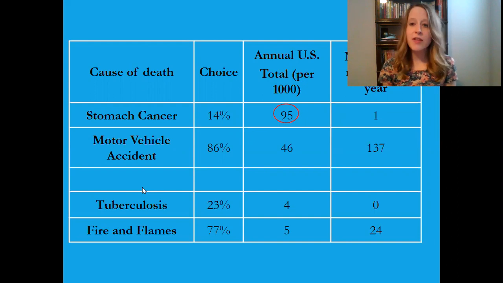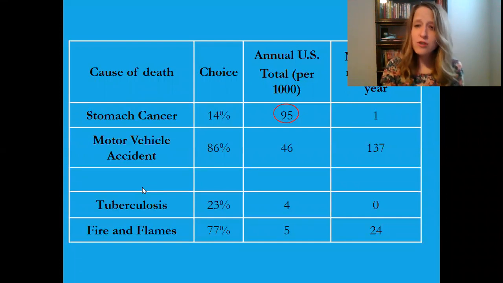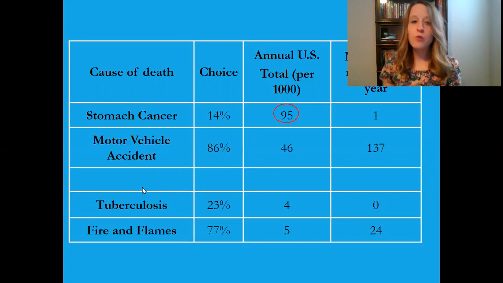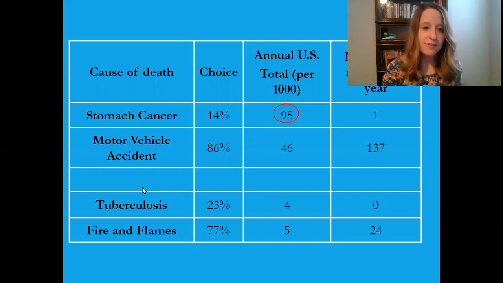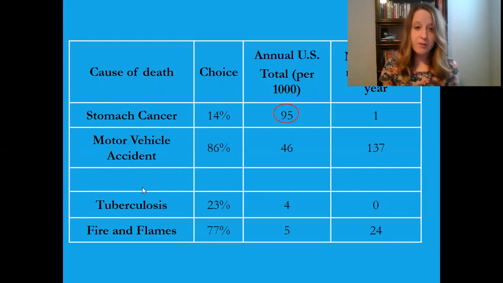So someone may think, well, I've read a lot of newspaper stories about motor vehicle accidents, or I see that in the news a lot. And so it must be that that's more likely. I've heard almost nothing about deaths due to stomach cancer or due to tuberculosis. And so they must not be very likely.